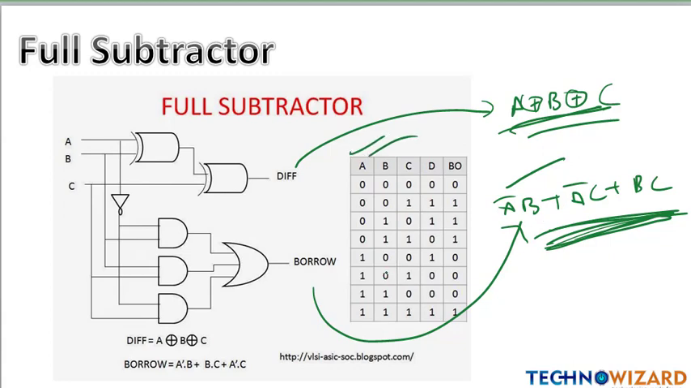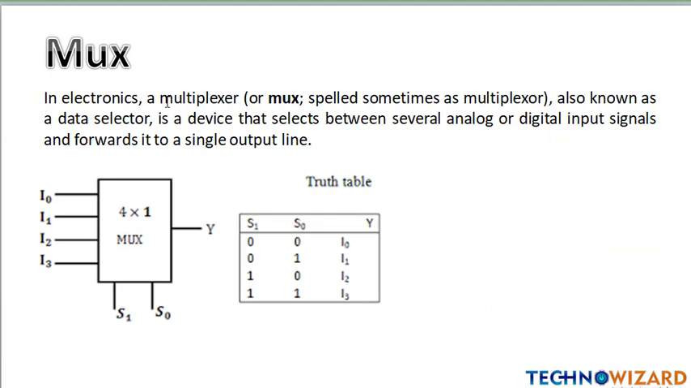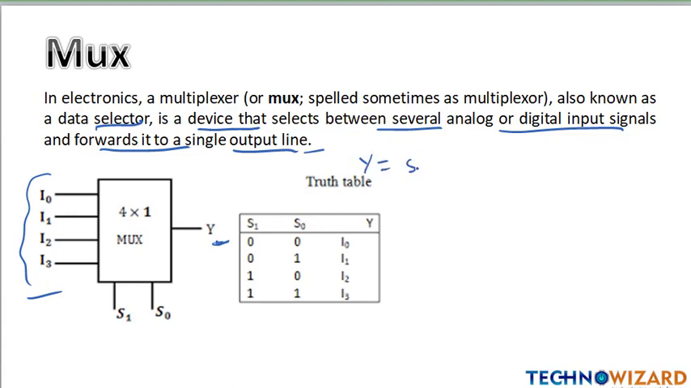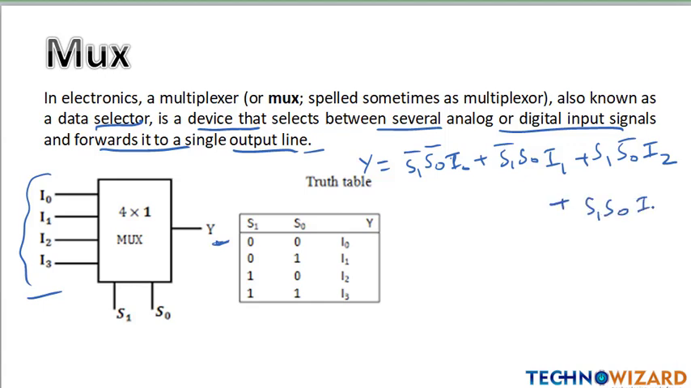Now we will come to mux. What is a mux? Mux is also called a multiplexer, which is also a data selector. It is a device that selects between several analog or digital input signals and forwards it to a single output line. You can see here 4 inputs are given and a single output is coming out. How can we calculate the output? Y is equal to S1 bar S0 bar into I0, plus S1 bar S0 into I1, plus S1 S0 bar into I2, plus S1 S0 into I3. This is how we can calculate our output. This is known as mux.